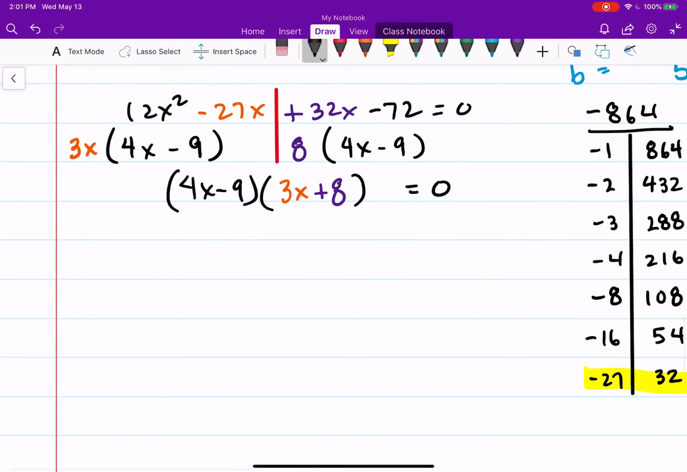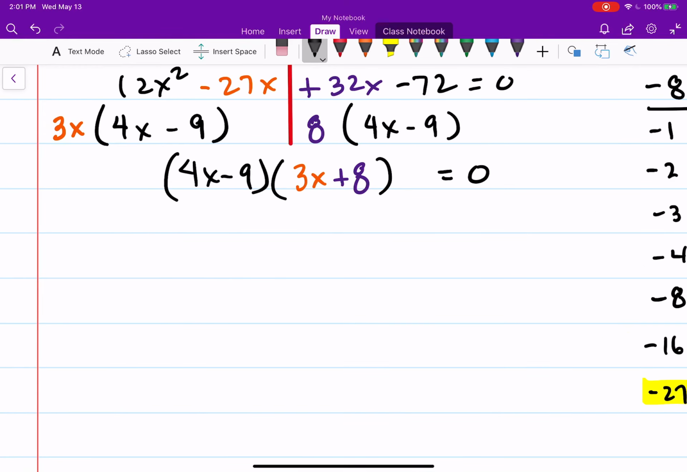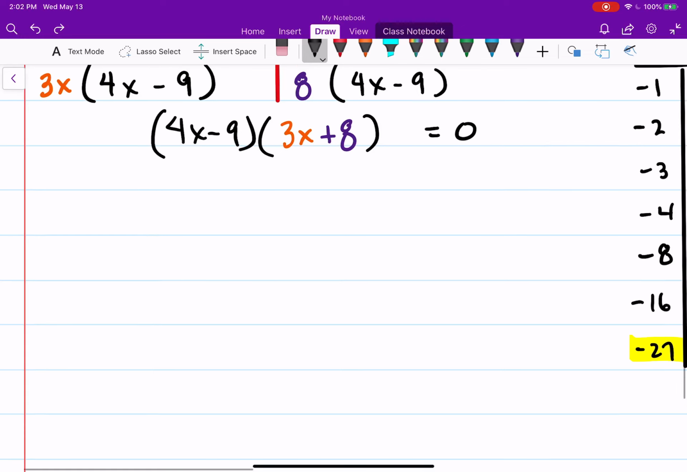Remember when I first started this whole course, I said that everything in parentheses is essentially a number. So if you look at this, this is a number, and this is a number. We just don't know what x is, so we don't know what the number actually is. But if I'm taking the product of two numbers and it's going to equal 0, that means either one or the other has to equal 0. So in order for me to find x, I know that one or the other has to equal 0. So what I'm going to do is take the 4x minus 9 and set it equal to 0.